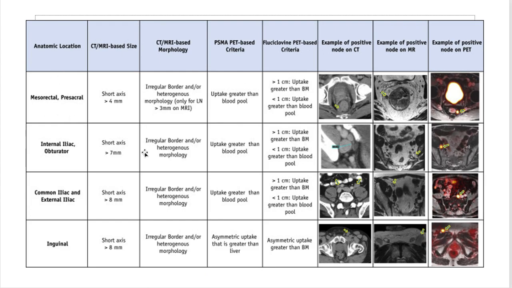This is a slide that reviews the different nodes. Mesorectal nodes are located about here. This is what it would look like on CT, MRI, and positive on PET. Internal iliac and obturator. Internal iliac, common iliac and external iliac, and then inguinal nodes here.